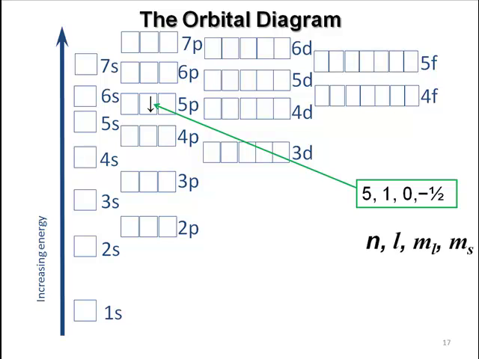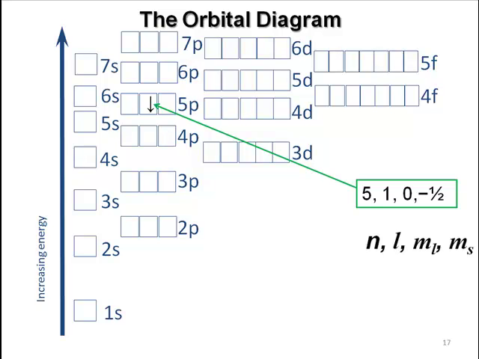So this electron here, if n equaled 5, L equaled 1, m sub L equaled 0, and m sub S equals -1/2, the electron would be placed here. 5th energy level. If L equals 1, that's the p orbital. If m sub L equals 0, why is it in the middle? -1, 0, +1. And then why is it pointing down? -1/2. So right now you've been able to identify the location of an electron given 4 quantum numbers.